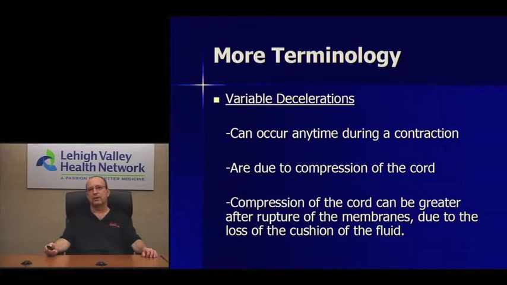Variable decelerations can occur anytime during contraction, and they're usually due to compression of the cord as the uterus is contracting and pushing maybe the kid's head up against the cord. There actually can be greater compression of the cord after rupture of the membranes. That's when all the fluid's out, so there's not that cushion there, so the kid's head or body might be pressing right up against the cord and the uterus without any of the extra fluid after the membranes have ruptured.